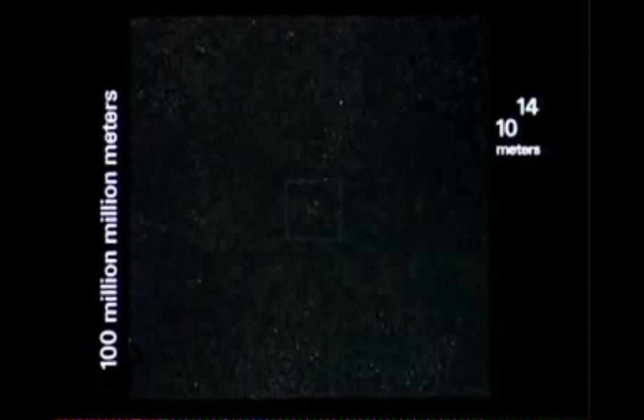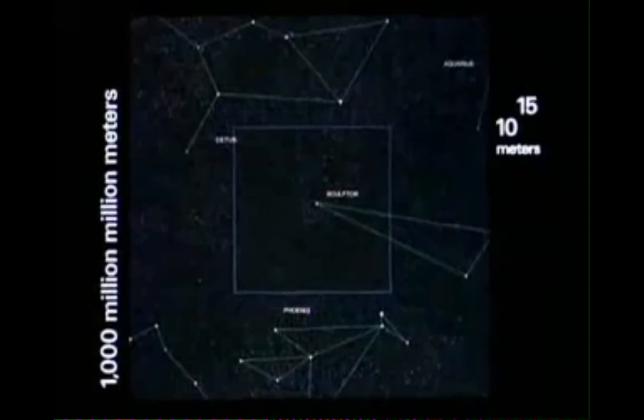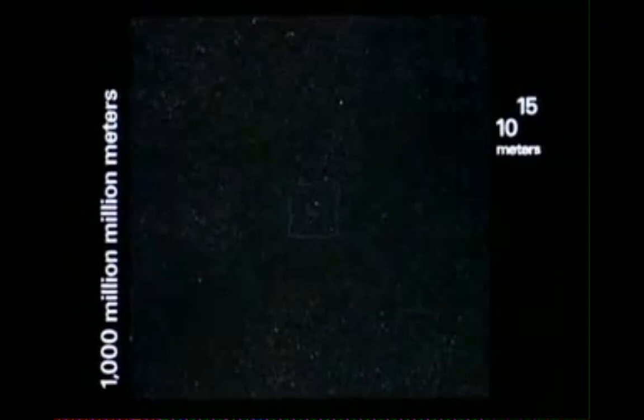Looking back from here, we note four southern constellations, still much as they appear from the far side of the Earth. This square is 10 to the 16th meters, one light year, not yet out to the next star. Our last 10-second step took us 10 light years further. The next will be 100.